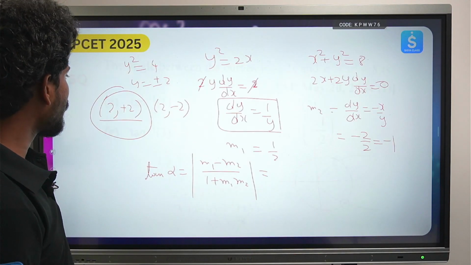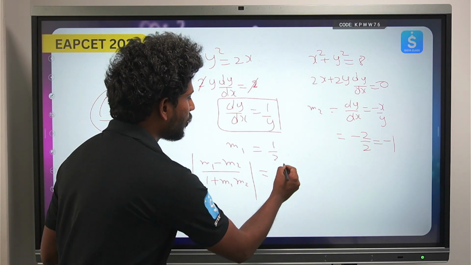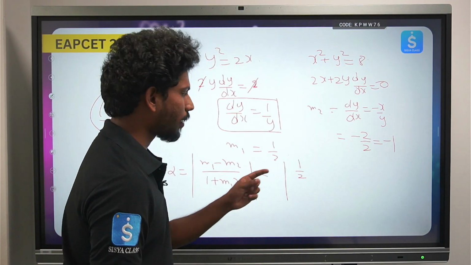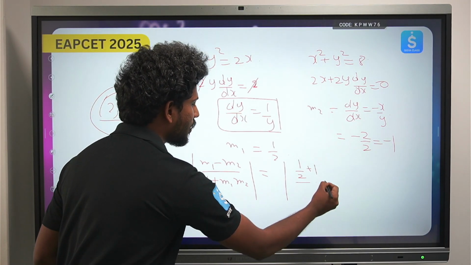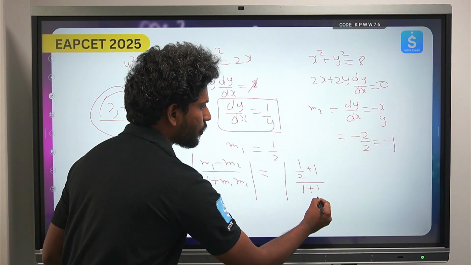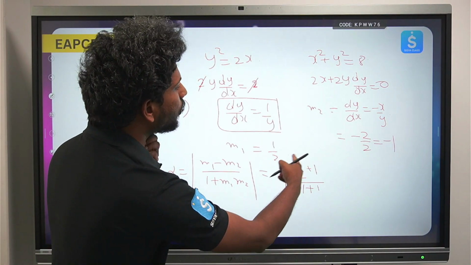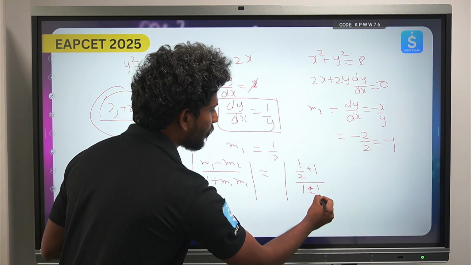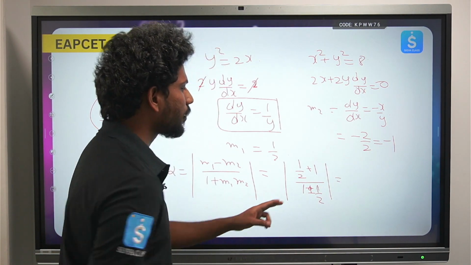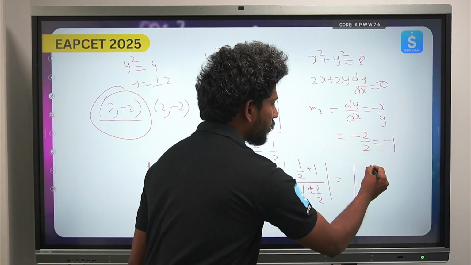So let's see what the angle will be. m1 minus m2, mod of 1 by 2 minus minus 1, by 1 plus m1 into m2. So 1 by 2, this will become minus 1 by 2. Okay. So this will become 3 by 2 by 1 by 2.